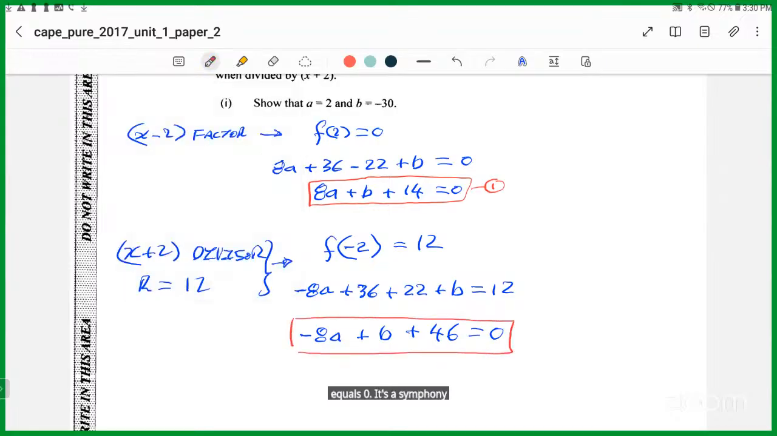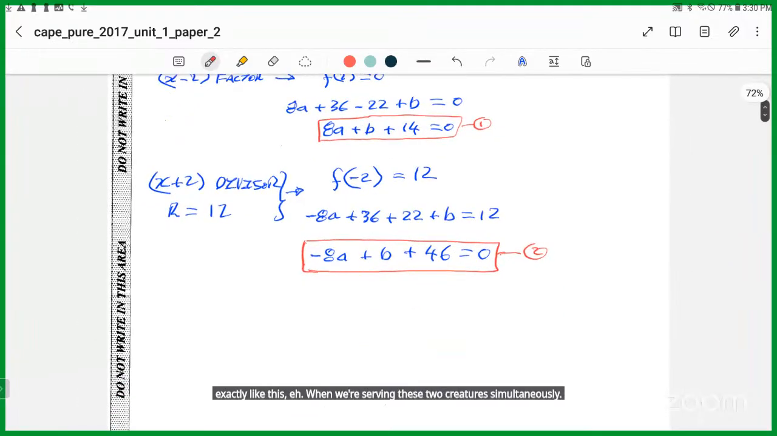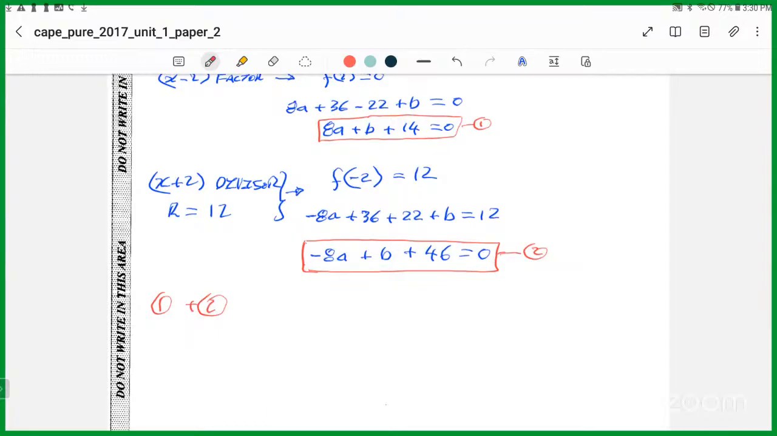You don't have to absolutely set out exactly like this, right? You know you're solving these two equations simultaneously. Now this is a positive 8a and a minus 8a. If I add them, they're going to eliminate each other. So I'm going to add these two equations now, 1 plus 2, to eliminate the a. So 8a and the minus 8a wipe out each other. The b and the b is 2b. Then we're adding the 14 and the 46. That makes 60. And 0 and 0 is 0.